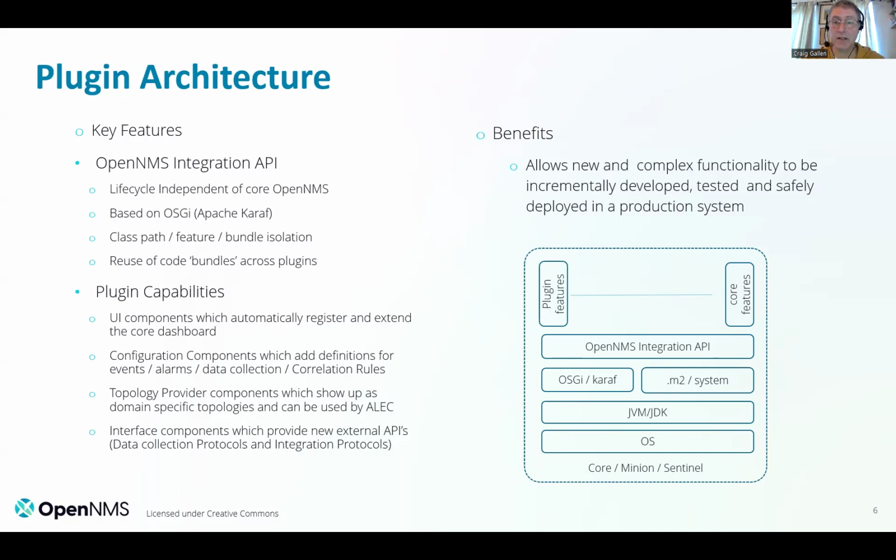OSGi basically allows you to define an application with all of its dependencies, but avoid the problems of having different dependent libraries for different applications clashing with each other whenever you try and run them in the same system. It allows you to separate the class paths for your various modules. So what that means for OpenNMS is that you can install a plugin on the system by simply dropping what is effectively a zip file, called a KAR file, into the deploy directory of OpenNMS, and that will start up a new plugin for you.